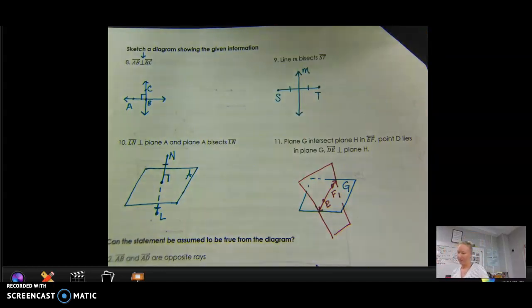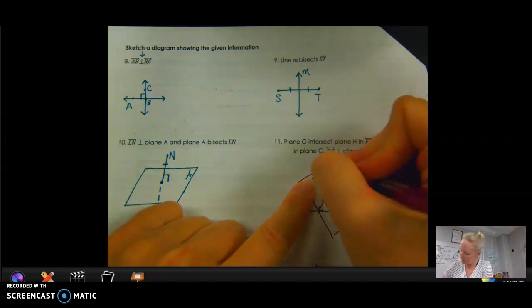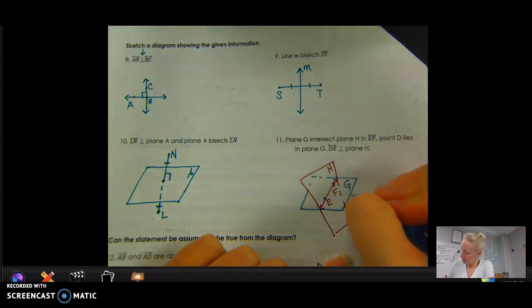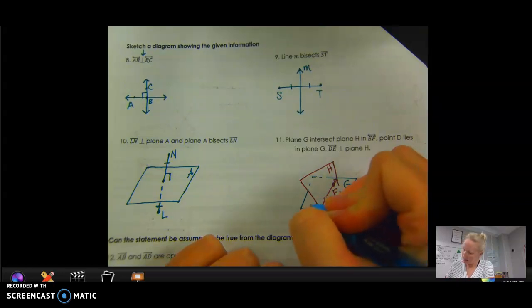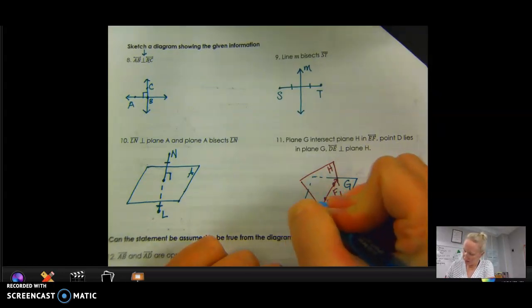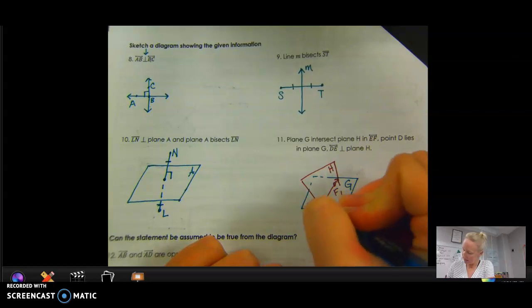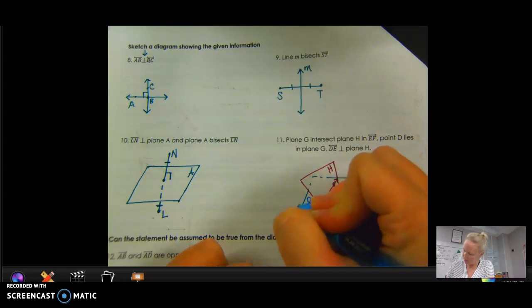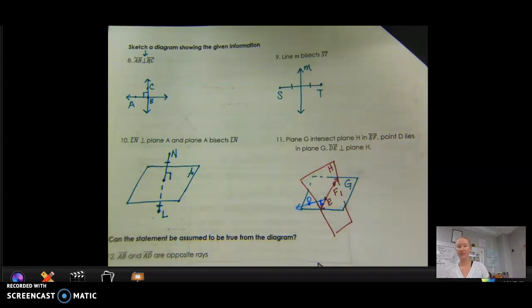Not really. Okay. Point D lies in plane G. Oh, what's this plane? This is plane H. Point D lies on plane G, and D to E is perpendicular to plane H, so it hits a 90-degree angle. So I put a 90-degree angle there. Whew, that was a lot in one picture.